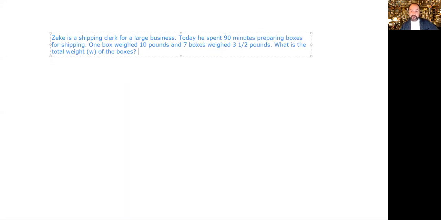Zeke is a shipping clerk for a large business. Today, he spent 90 minutes preparing boxes for shipping. One box weighed 10 pounds, and 7 boxes weighed 3.5 pounds. What's the total weight of the boxes? Do we need to know how long he spent preparing those boxes for shipping, if all we're looking for is the weight?